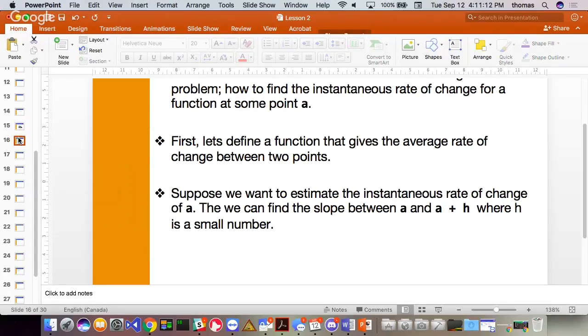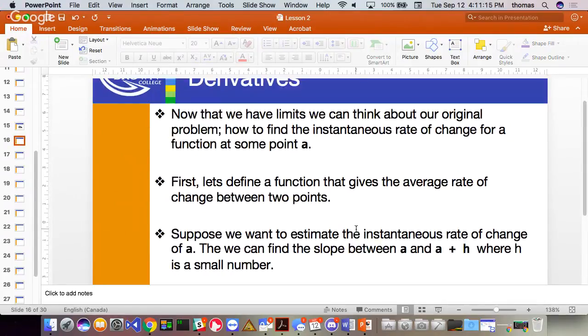So again, we have limits. We can think of our original problem, how to find the instantaneous rate of change for a function at some point A. We don't know what that is yet, right? But suppose we want to estimate the instantaneous rate of change at A, where we have A and then some A plus H, right? And so think about the graph, the curve that we're looking at, some kind of curve. And even if it is a line graph, right?